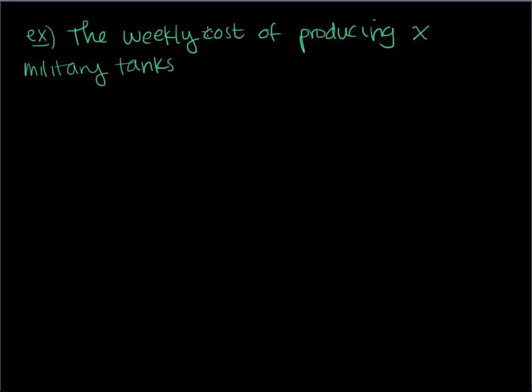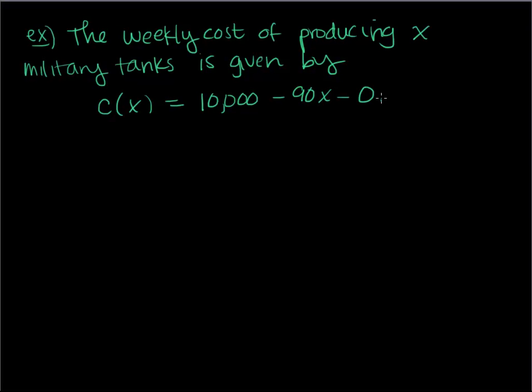And I don't think my numbers are going to be quite right, but we'll try this, is given by. So I'm doing an example that's pretty easy. C of X equals 10,000 minus 90X, and then minus 0.05X squared. Okay, so what I want to look at, and this is cost per tank, we could just say, if we're military tanks, maybe this is in like thousands of dollars probably. Okay, I imagine military tanks are quite expensive.